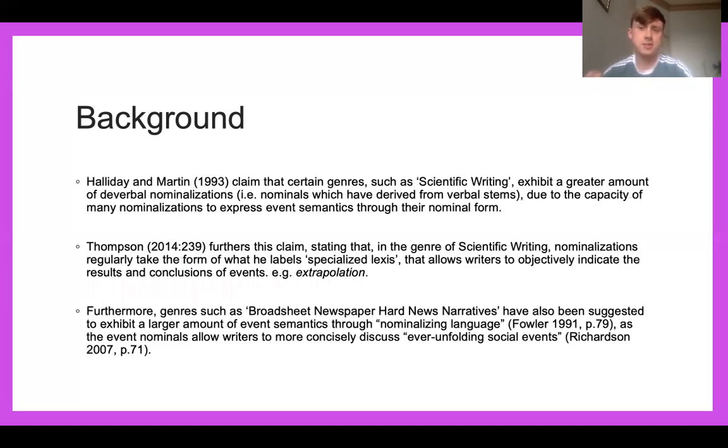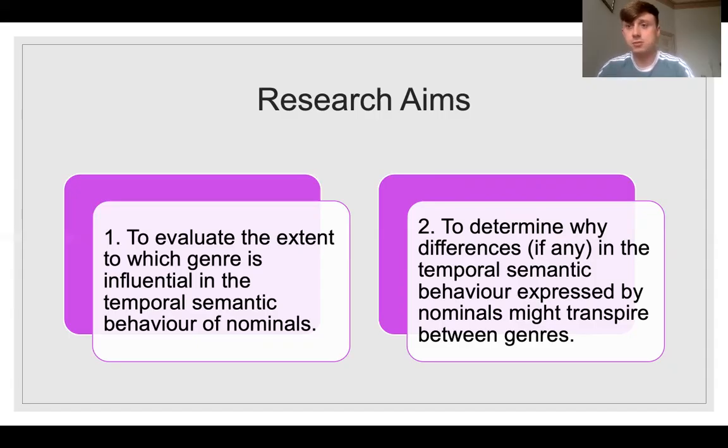Now studies have suggested that certain genres might express more temporal meaning through nominal form than others. For instance, scientific writing and also broadsheet newspaper hard news narratives. Now, despite this work, a comparative study which empirically examines the exact nature of the temporal semantic behaviour of nominals has yet to be composed. So, the aims of this research are twofold. One, to evaluate the extent to which genre is influential in the temporal semantic behaviour of nominals, and two, to determine why differences, if any, in the temporal semantic behaviour expressed by nominals might transpire between genres.